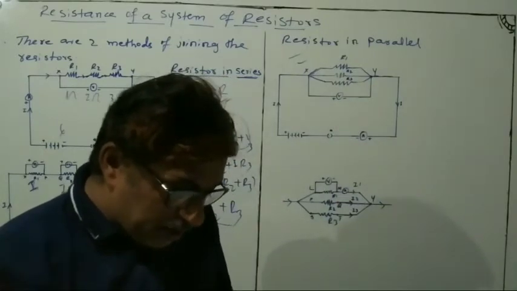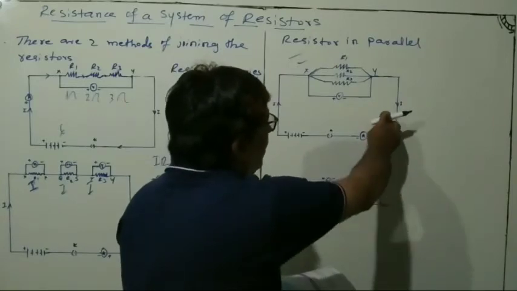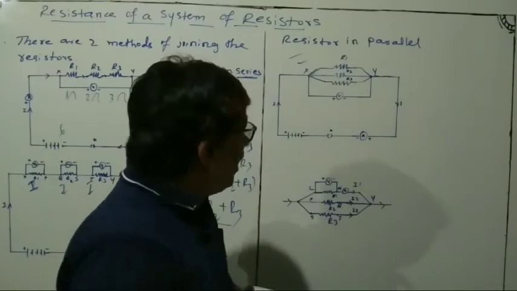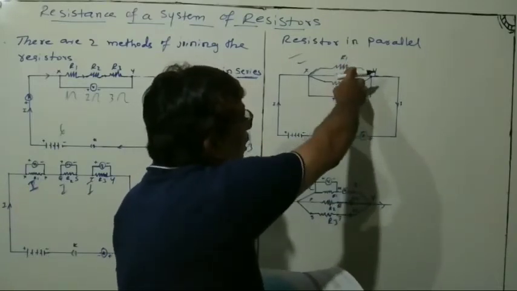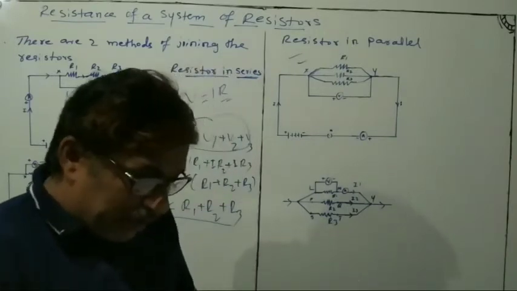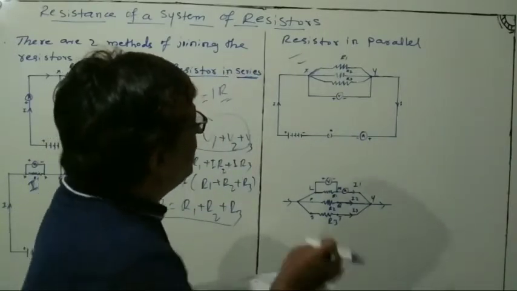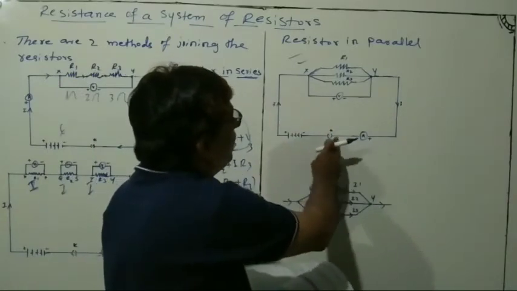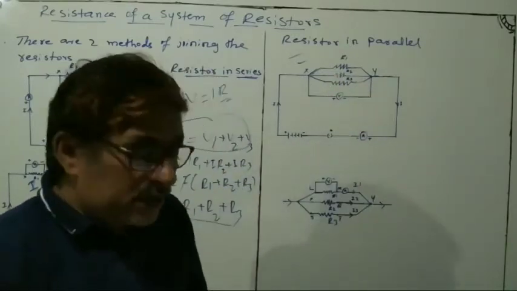First of all, with the help of the ammeter you have to take the readings for R1, R2, R3, and with the help of the voltmeter you have to take the readings for R1, R2, and R3. Arrange the circuit like this: a battery, an ammeter, a key, and current flow.